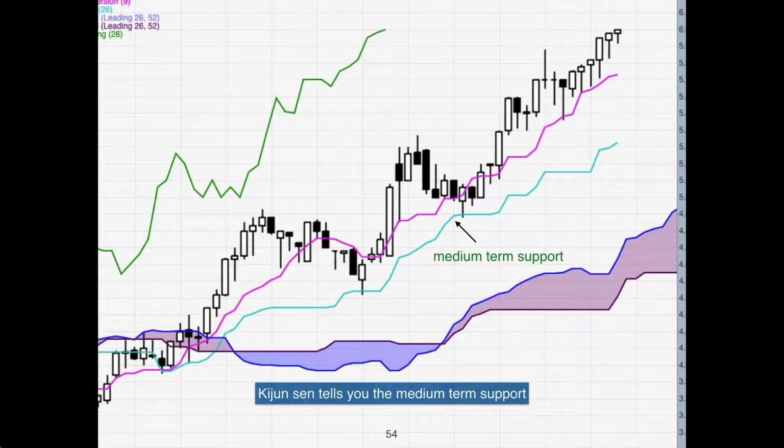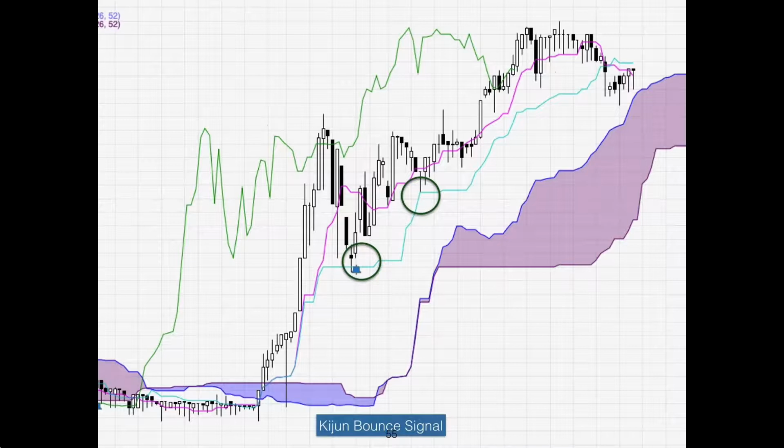Now the Kijun-sen also serves as a short-term or medium-term support line. When an uptrending stock consolidates and bounces off its Kijun-sen line, this means that the medium-term trend is still intact. The encircled areas are areas where price bounced off the Kijun-sen. For swing traders, this Kijun-sen line is a good price level to buy into the market.